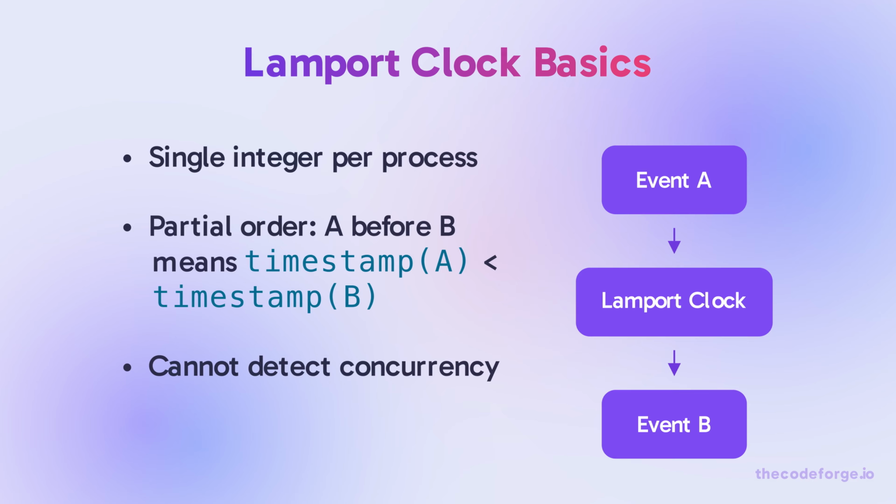Lamport clocks are simple. Each process has an integer counter. On send, increment and attach. On receive, set the counter to max(local, received) + 1. This gives a partial order, but equal timestamps don't mean concurrency.